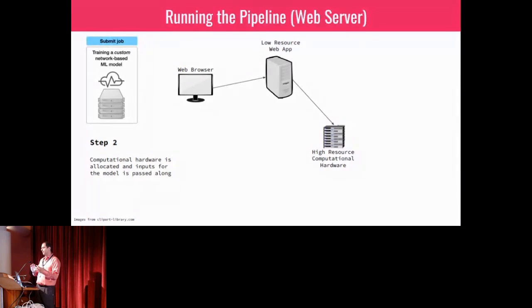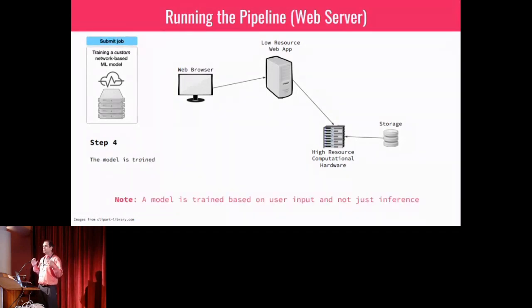The web browser uses a low cost thing, so it's just constantly on. Then as the job is submitted, a high resource node is spun up, because these models sometimes take multiple 20 gigabytes to train. That resource then pulls in data from storage that is living on the cloud as well. Then a machine learning model is trained specifically given the input of the user.